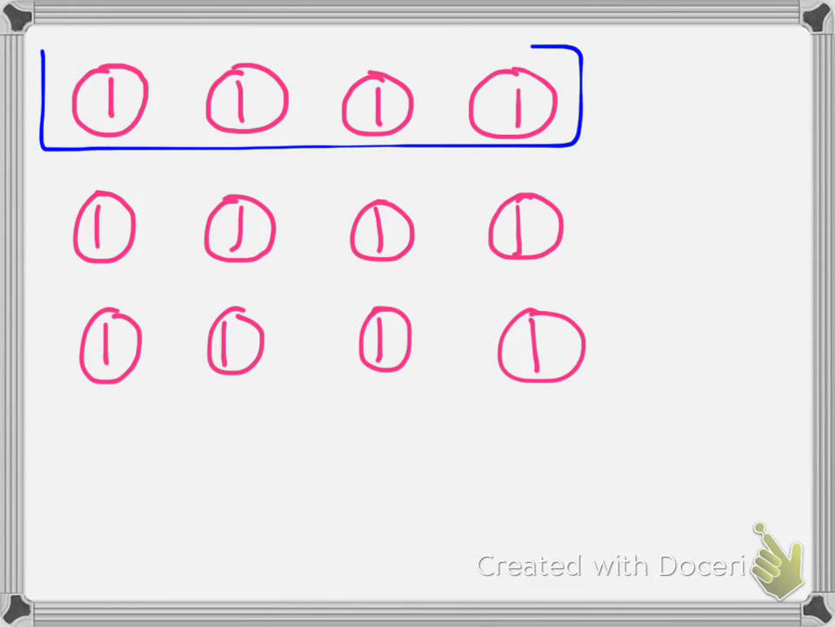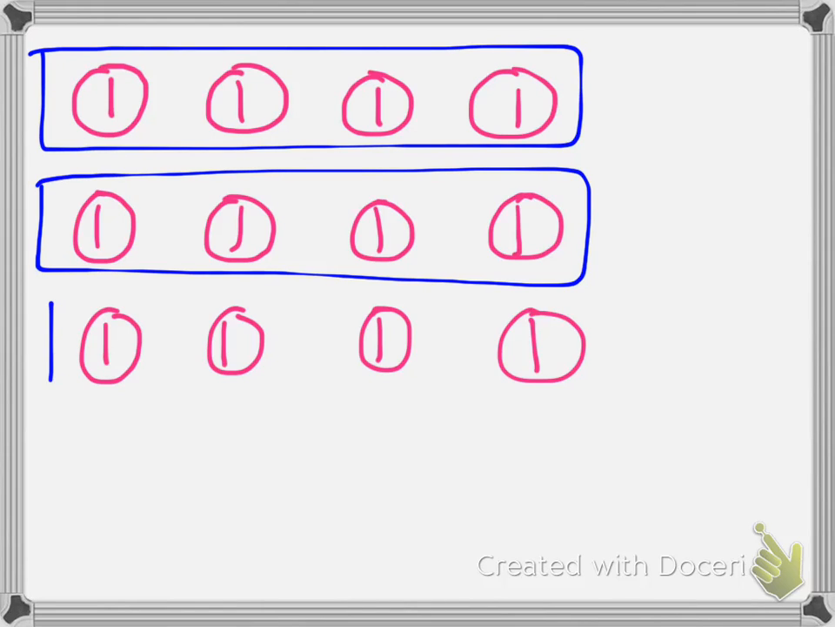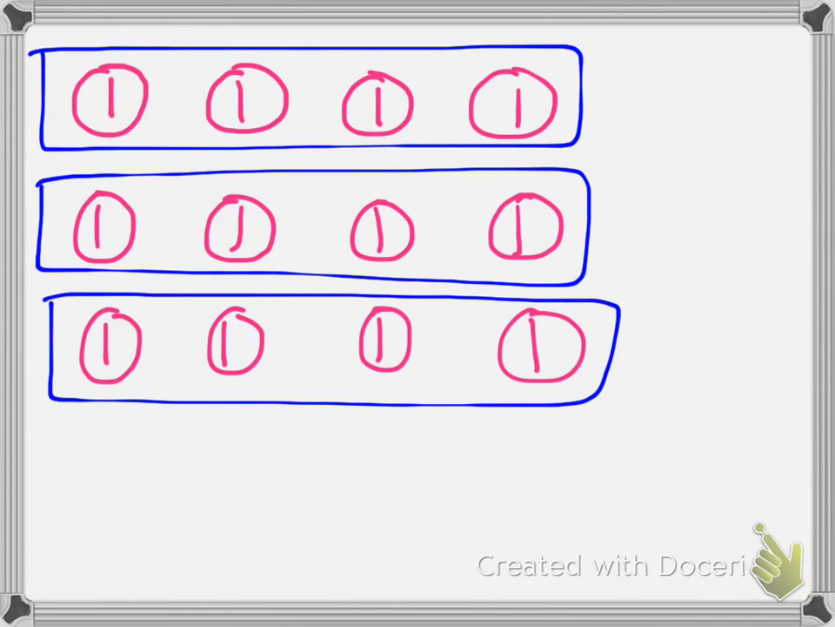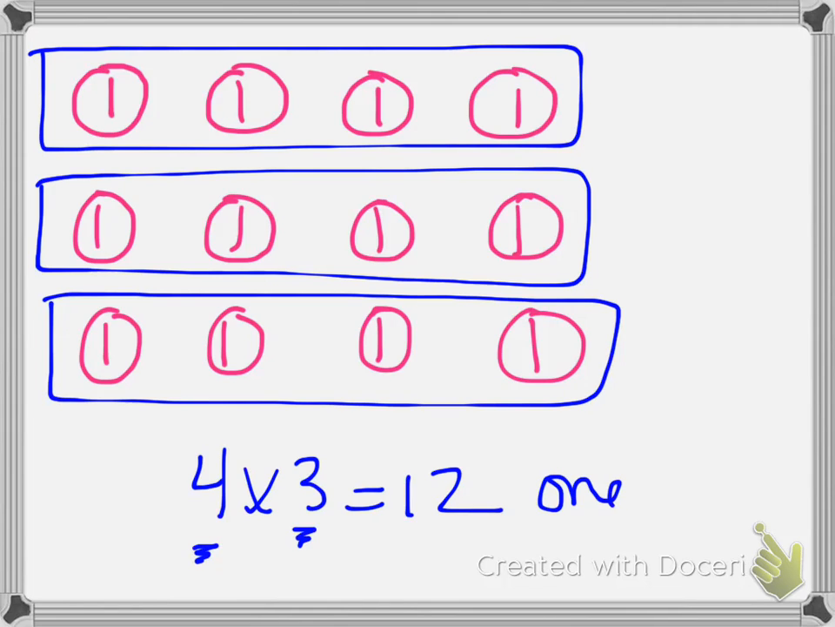Here's one group of 4, here's a second group of 4, here's a third group of 4. Multiplying those together, 4 times 3, we know would give us 12. So 4 times 3 is 12. So 4 ones 3 times equals 12, or 12 ones.